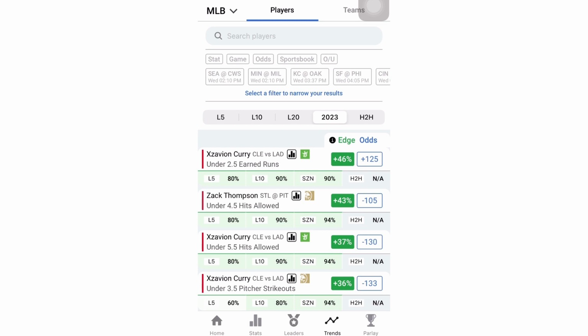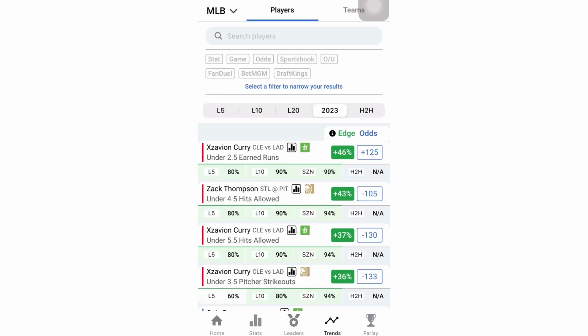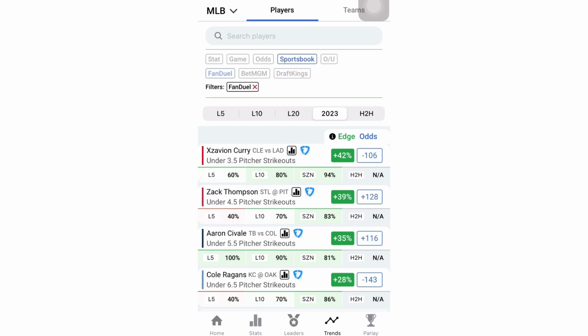So, we can look at props from, for example, let's say we want to double our money. We can look at props for plus 200 up to plus 1,000, try and find edge there. We're not going to do that, but that is something you can do. We can look at Sportsbook. Let's say you only focus specifically on FanDuel. We can look at some of FanDuel's props for the night and which props might have the best edge from there.